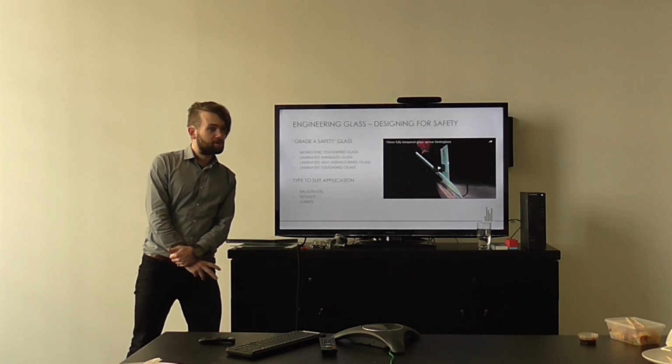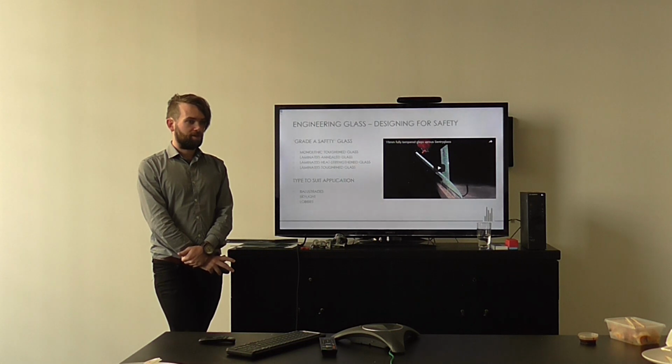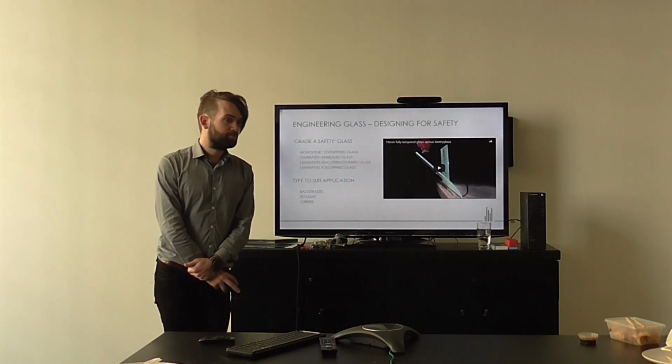Do you want to just maybe touch on how it's important to support laminated glass on both sides, the lights and the spacer? On your setting block, sorry?